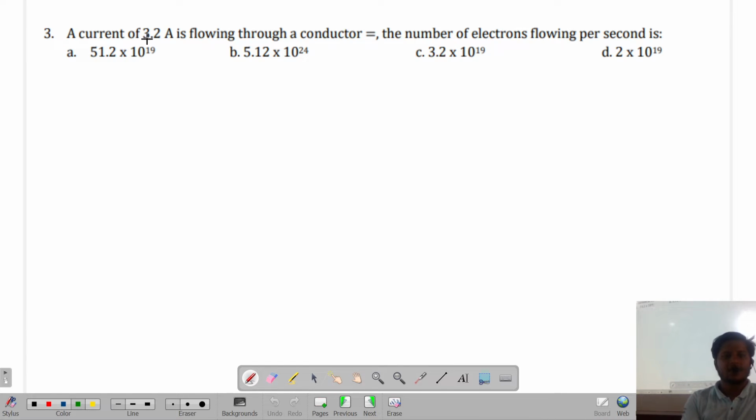What is it saying? A current of 3.2 ampere is flowing through a conductor. Find the number of electrons flowing per second. Easy, no? Have you done it? Okay. Option D is correct. How? I is equal to Q by T. Now if some charges are going to move, like a number of electrons, then N into charge of 1 electron divided by time is equal to current.